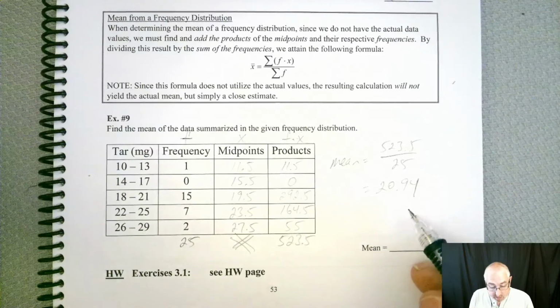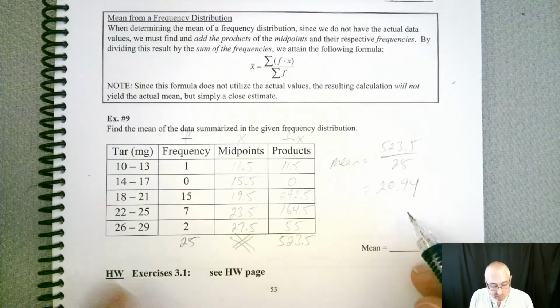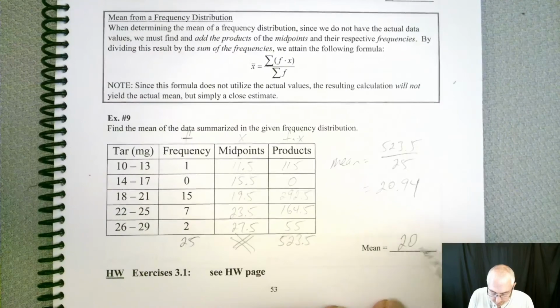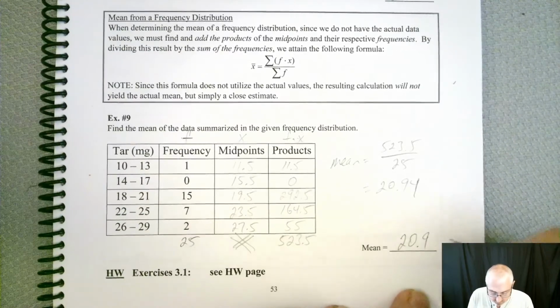And now, same thing as before, we should round this. There's no decimal points here. So we should round it to 1. And don't forget your units.